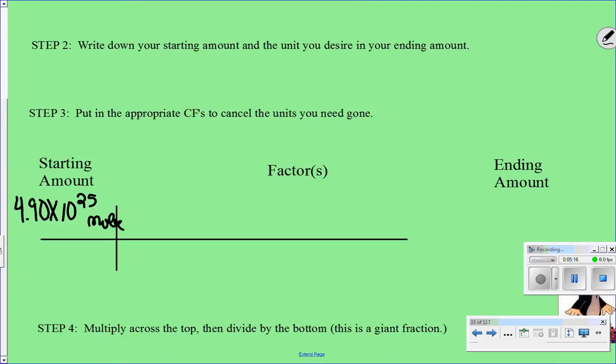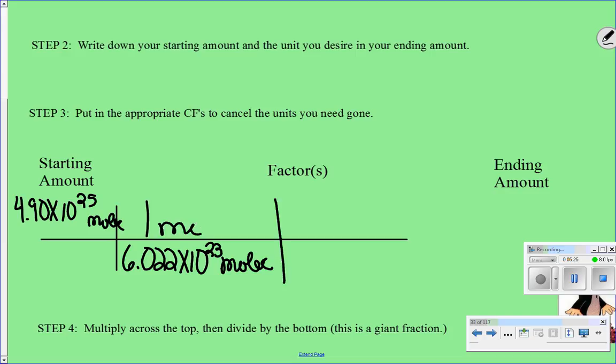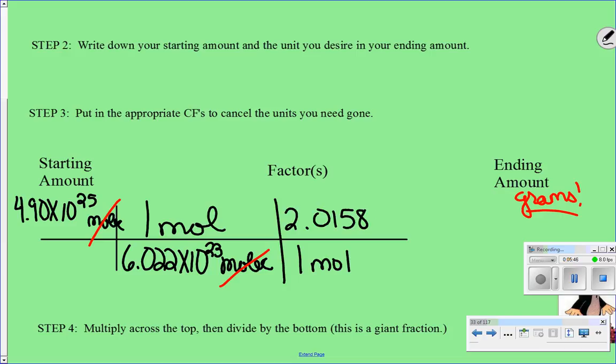So first thing I need to do is get molecules in the bottom. I'm going to use 6.022 times 10 to the 23rd molecules, and that's equivalent to 1 mole. Now that allows me to get my molecules out of here. Keep in mind, I want my answer to come out in grams. So I don't have grams quite yet. I'm going to use my GFM to convert. So I've got 1 mole in the bottom, and on top I'm going to put 2.01588 grams, the gram formula mass for hydrogen.